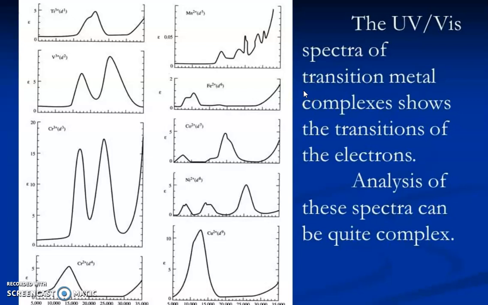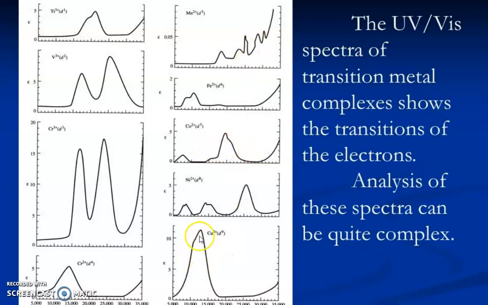Analysis of these spectra can be quite complex. You can see titanium, vanadium, chromium, and different oxidation states of chromium. Manganese, you can see manganese, and if you compare manganese spectra with titanium, you can easily identify whether the compound contains manganese or titanium. You can see the vanadium, very clear pictures. Then here, you can see this one and this one, very different.